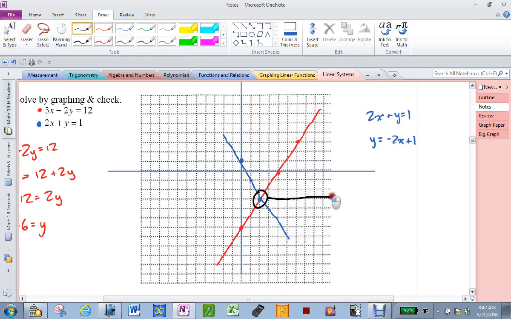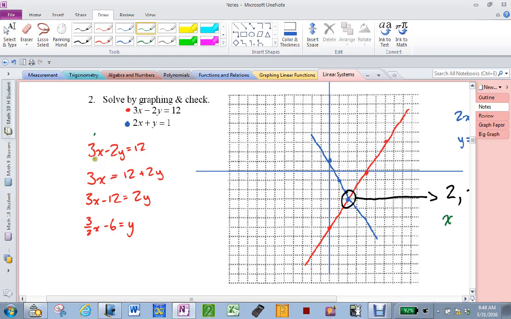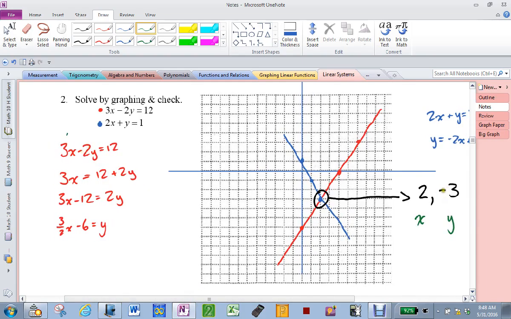What's the answer? 2, negative 3. That 2 is a what? Positive. An x. That negative 3 is a what? Let's check. What's 2 times 2? What's 4 plus negative 3? 1. So does it work in that equation? Yes. Now come over here. What's 3 times 2? 6. And what's negative 2 times negative 3? Positive 6. So is 6 plus 6 12? Yes. Does it work in that equation? So do we have our solution correct? Yeah. See how easy it is?